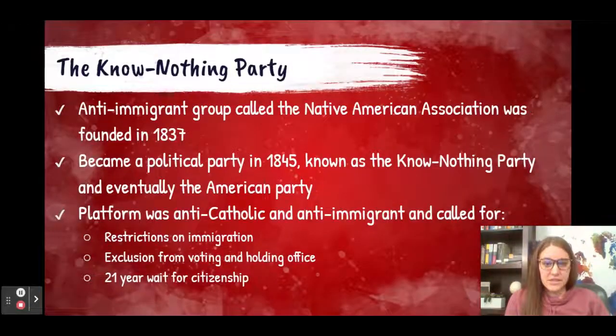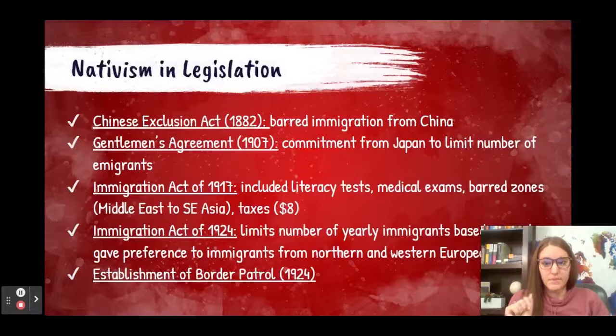So, what happens in 1837 is there's a formal anti-immigrant group that begins. And then that group becomes part of or eventually becomes the Know Nothing political party, which actually ran a candidate in the early 1800s or mid 1800s, I should say. So this is a strongly anti-Catholic, anti-immigrant group that calls for restrictions on immigration, exclusion of immigrants from voting and holding office, and a 21-year wait for citizenship.